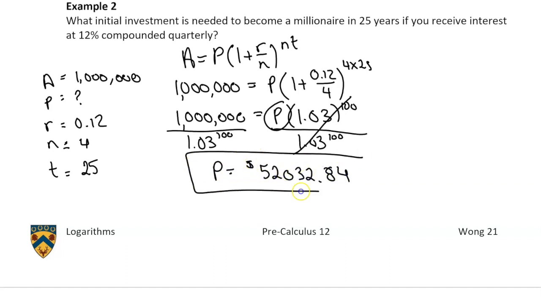$52,032.84. And that's an incredible fact. Think about this. If you had just over $50,000 and you could have this great investment, then imagine that becomes $1 million in 25 years just by letting it sit there. Okay.